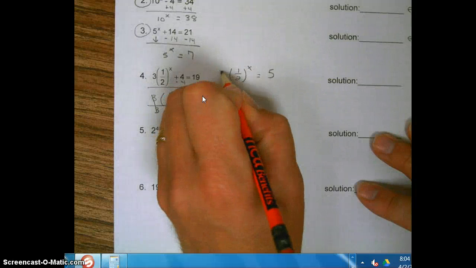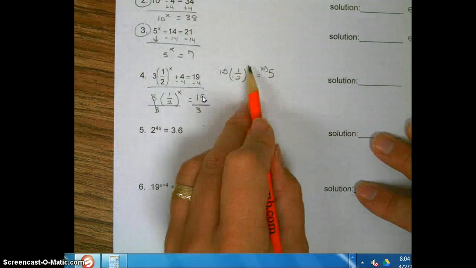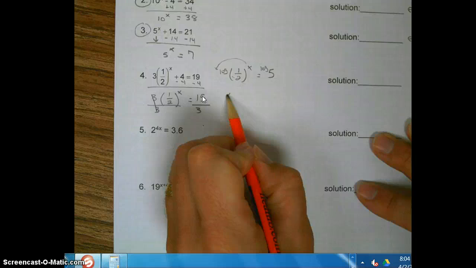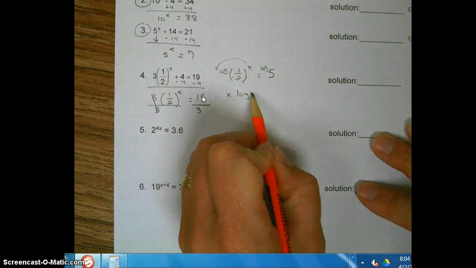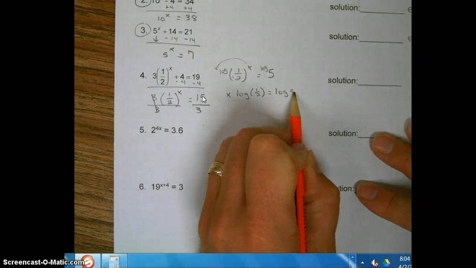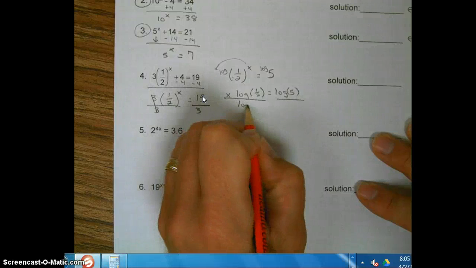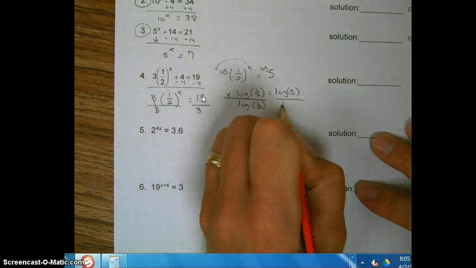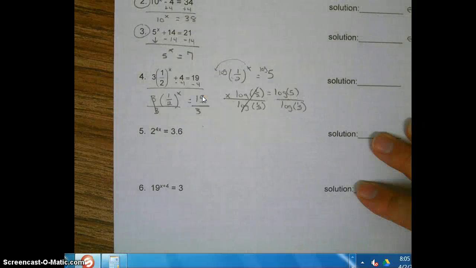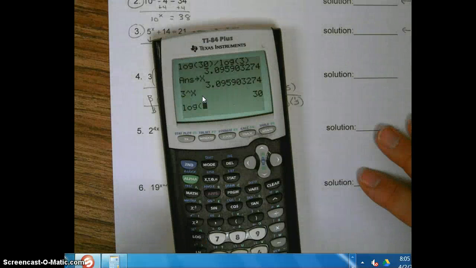So if I do the log of this side and I do the log of this side, then I bring that x down front. So I'll have x times the log of 1/2 equals the log of 5. Divide both sides by the log of 1/2. Okay, those cancel out, and let's see what we got here. We got the log 5.